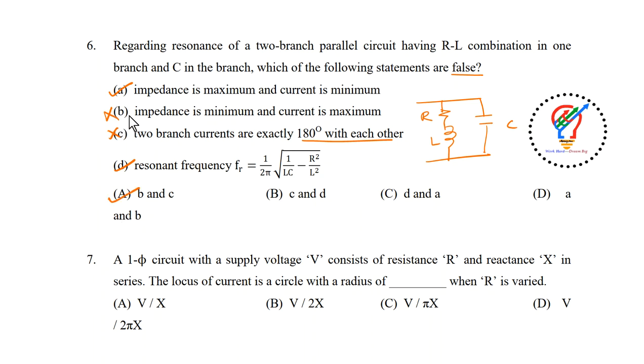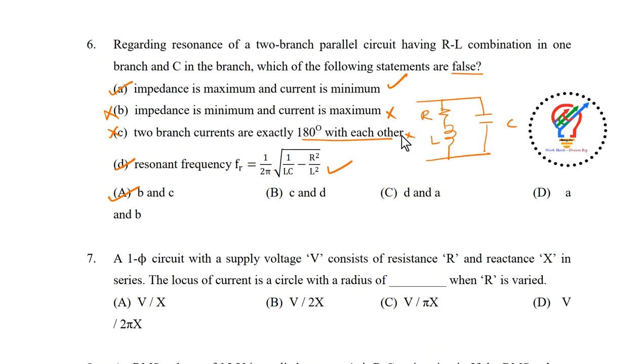So please make a correction that the impedance is a maximum and current is minimum. Okay. And resonance frequency Fr is equal to 1 by 2 pi square root of 1 by LC minus R square by L square. So these are the two correct statements and these two are the wrong statements here. Okay, please make a correction.